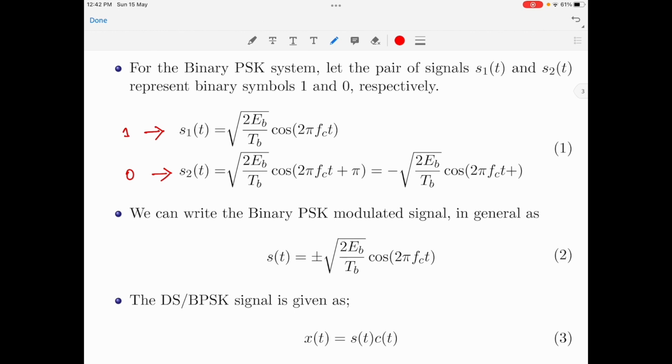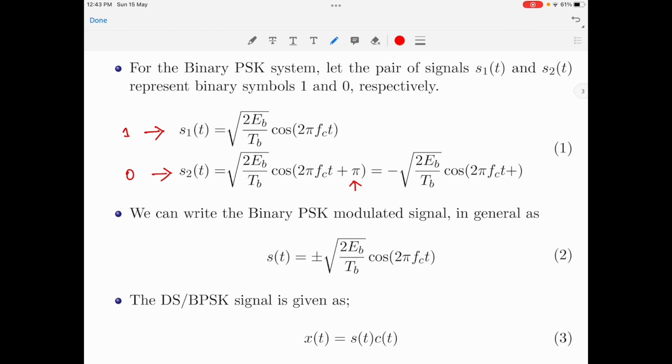If S1 of t is represented by square root of 2Eb by Tb cos 2 pi fct, then S2 of t will be represented by square root of 2Eb by Tb cos 2 pi fct plus pi, which means when you are transmitting symbol 0, you phase advance the carrier by 180 degrees. Since cos 2 pi fct plus pi is equal to minus cos 2 pi fct, S2 of t gets simplified to minus square root of 2Eb by Tb cos 2 pi fct.